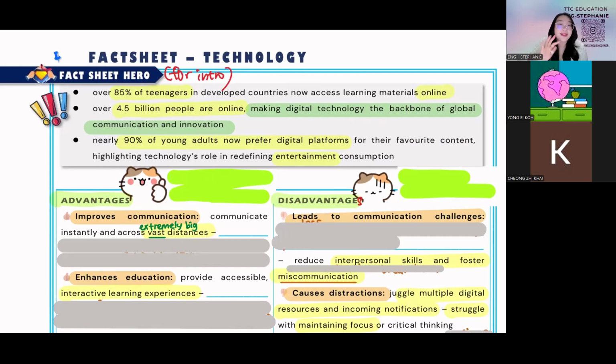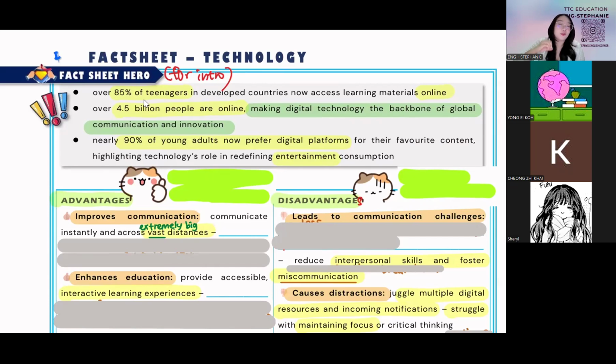These are the main choice of words or phrases that you should use in order to get your content marks. The first one: over 85% of teenagers in developed countries now access learning materials online. Over 4.5 billion people are online, making digital technology the backbone of global communication and innovation. With this, you are able to hook the attention of your readers and write a more atas essay.